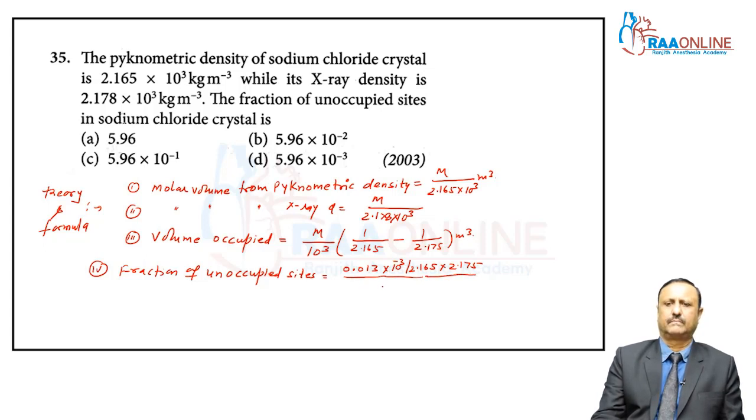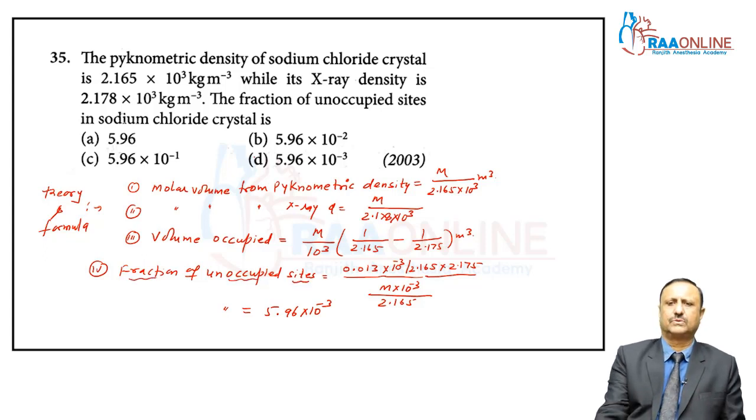upon m into 10 to the power minus 3 upon 2.165. And my dear students, when you solve this problem, you get 5.96 into 10 to the power minus 3, and this is the fraction of unoccupied sites. So you can go to question number 35, answer is D, and this question was asked in NEET 2003.